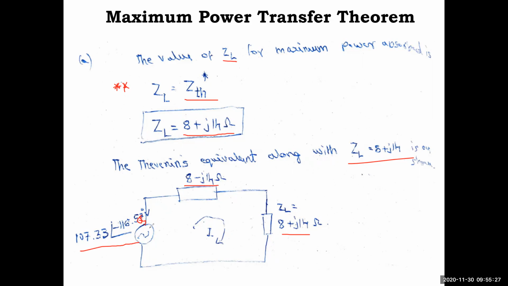I is this voltage divided by 8 minus J14 plus 8 plus J14. J14 cancels out, and 8 plus 8, 16 will come. So this value divided by 16 gives you I, and then you take the square of that and multiply with ZL. You will get the power. That is the last step. I hope you are noting down each and every step. I will proceed, you pause the video and note down.